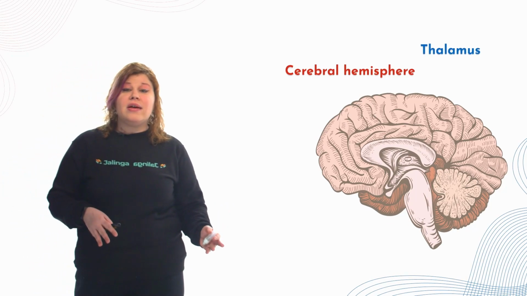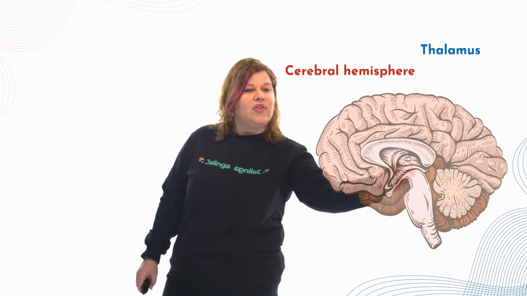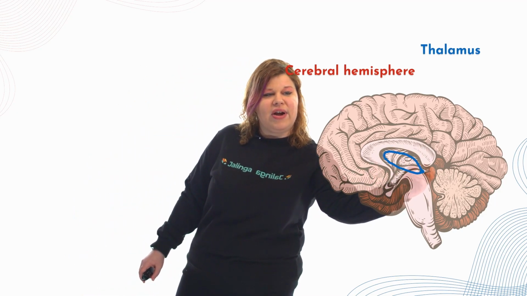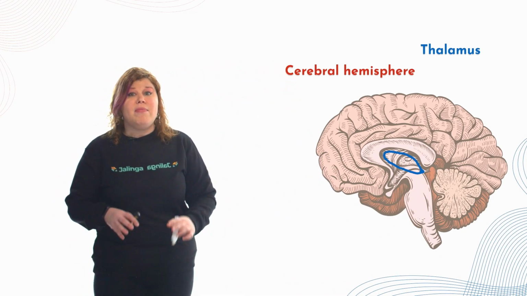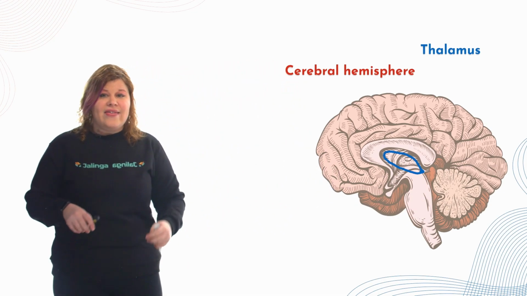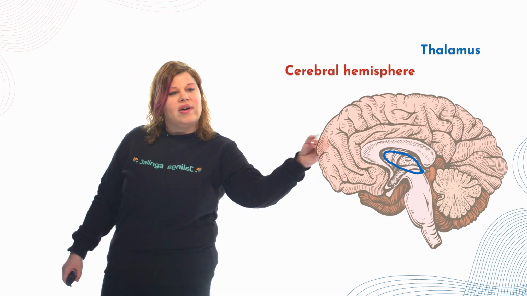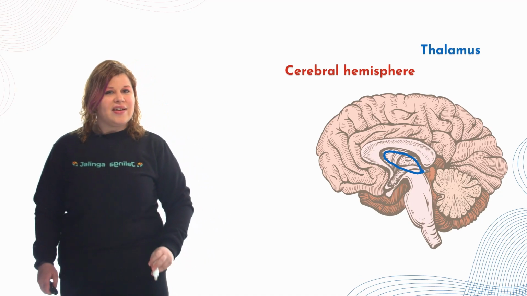So let's start by looking at the thalamus, which is one of the structures in the diencephalon, and it is this almond-shaped part right here. The thalamus is the body's relay center. It's sending all the information from your nerves to your cerebral cortex for higher processing.